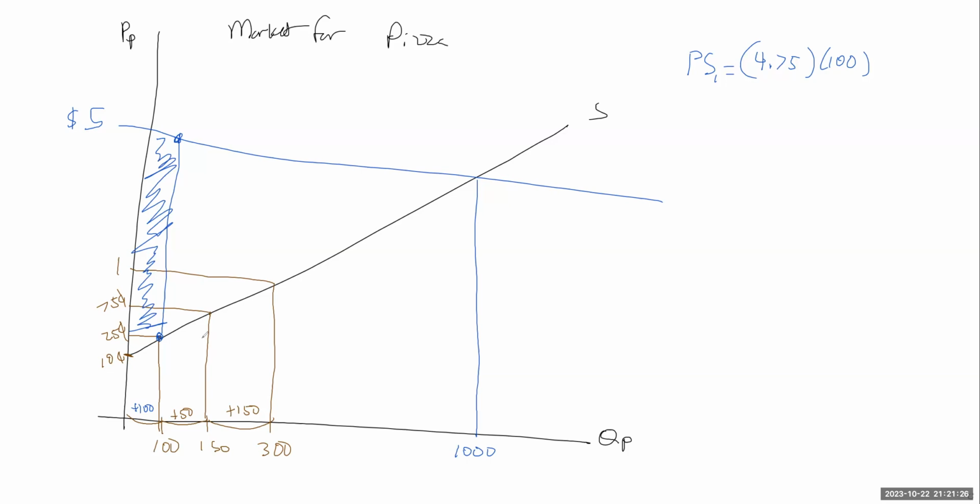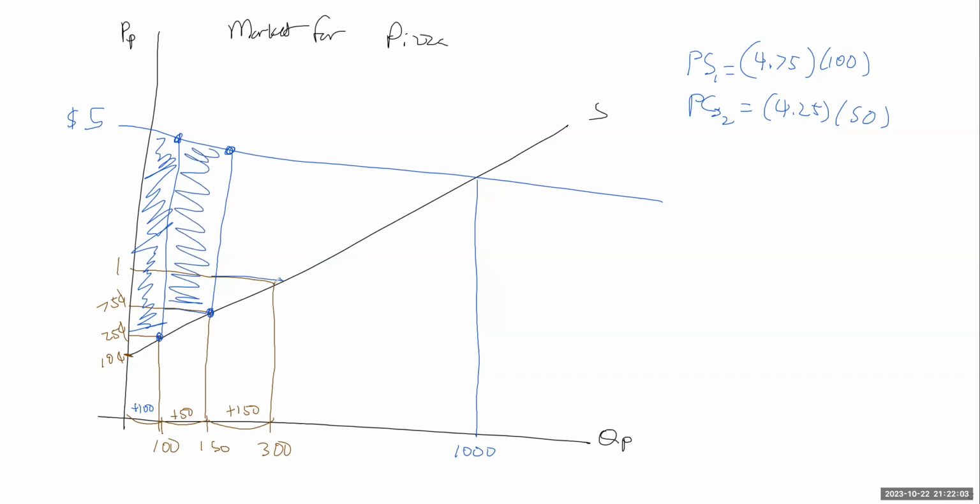The second group, producer surplus for the second group, they were more than happy to sell pizza at 75 cents a slice. They ended up selling pizza at $5 a slice. So they made a profit of $4.25 per slice. And how many slices did the second group sell? 50. Okay. And that would be the area of this rectangle.